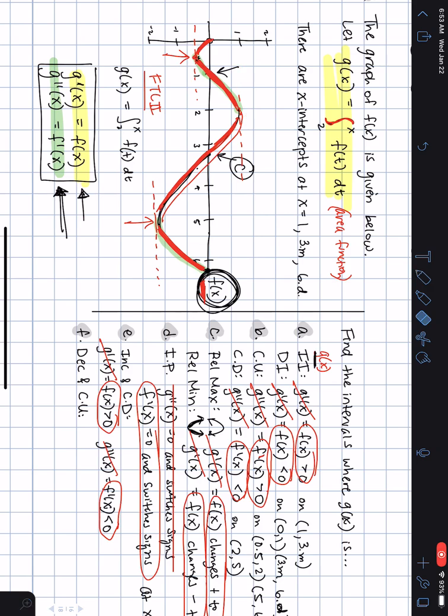Let me clean up my graph a little bit. Why don't you try this yourself while I'm cleaning? Seriously, take a minute. Think through the next couple problems yourself.